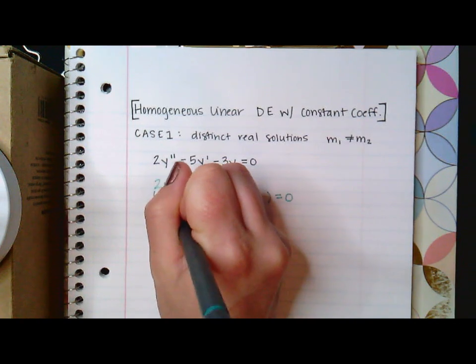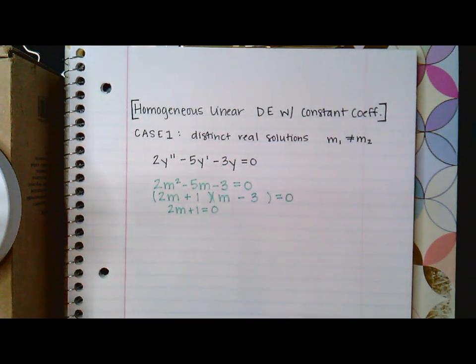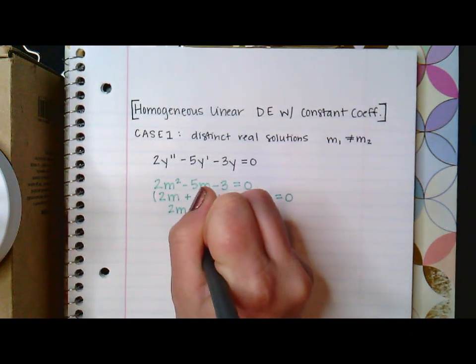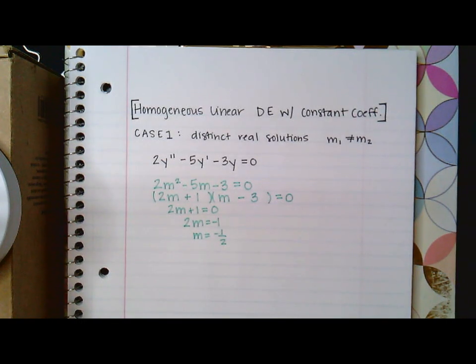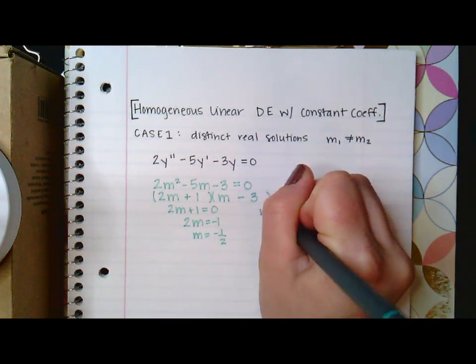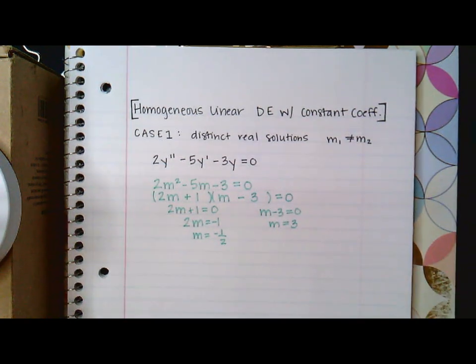All right, each one of these pieces I set equal to 0. And so one of my solutions for this is going to be m equals negative 1/2. The other solution is 3.